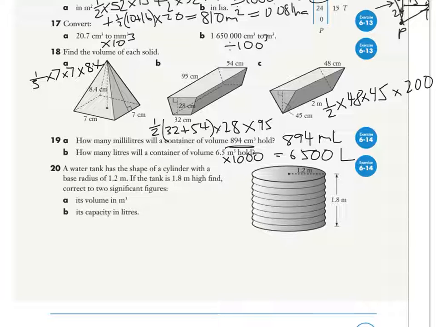Alright, so we have a cylinder, so the area will be pi times r squared, that's the area, times by the height, we get you 8.1 metre cubed because it's two significant figures, in litres times by 1,000.